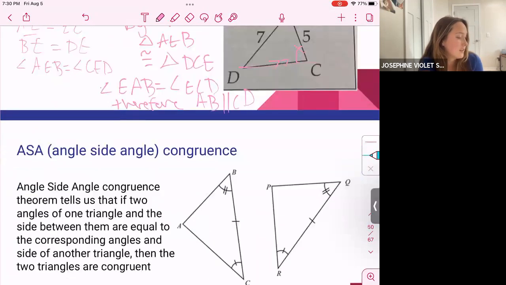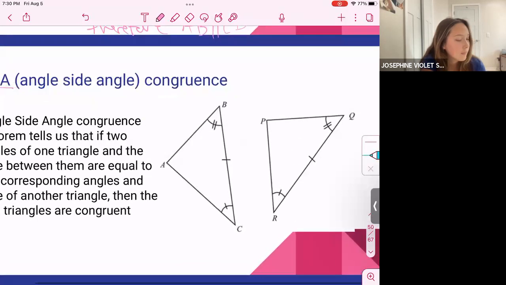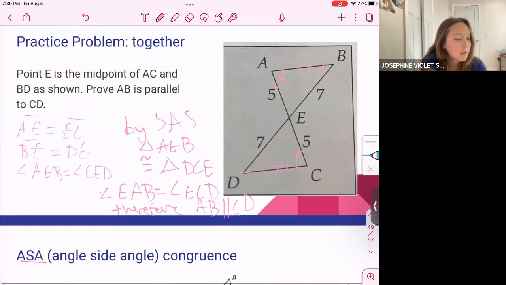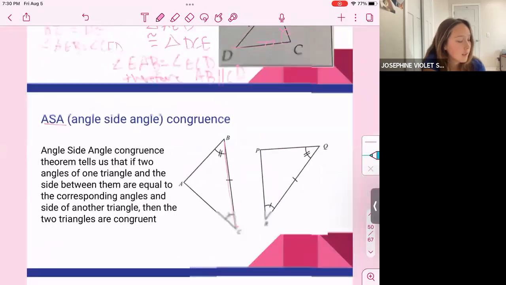Without further ado, let's go on to angle side angle congruence. So angle side angle tells us the same thing that SSS and SAS tell us. It's that if two triangles have the same two angles and share a side that's equal in between them, then the two triangles are congruent. It's important to note that the order of these congruence theorems kind of matters. Basically, for this one, the angle that they share has to be in between the two equal sides. And for this one, the side that they share has to be in between the two equal angles.